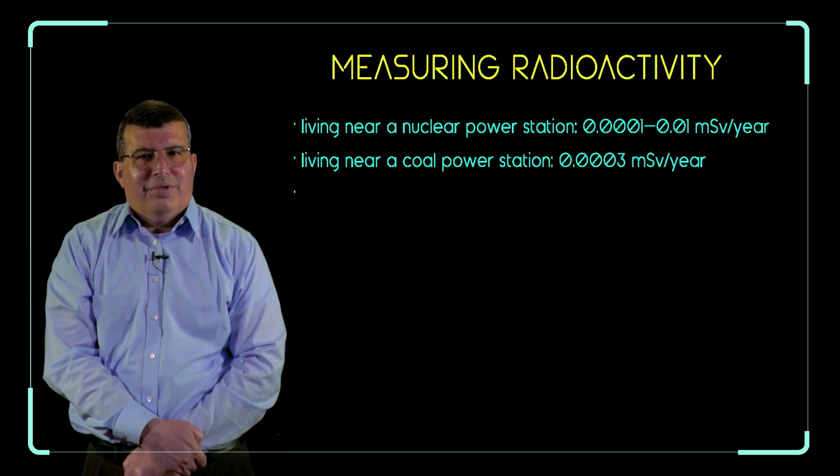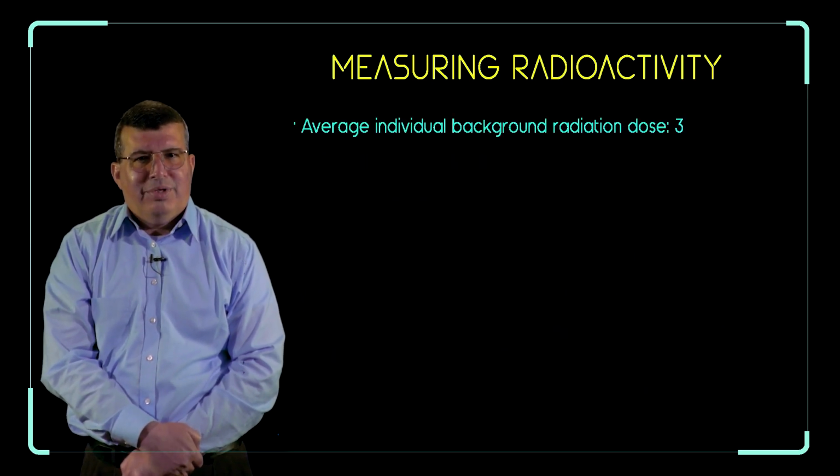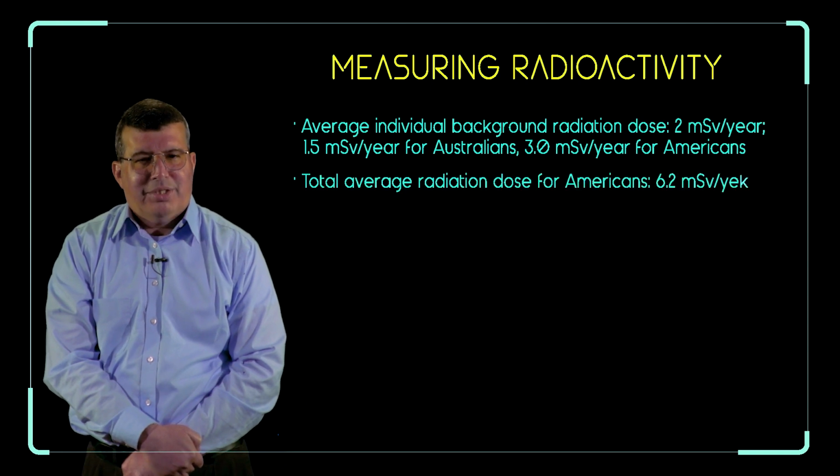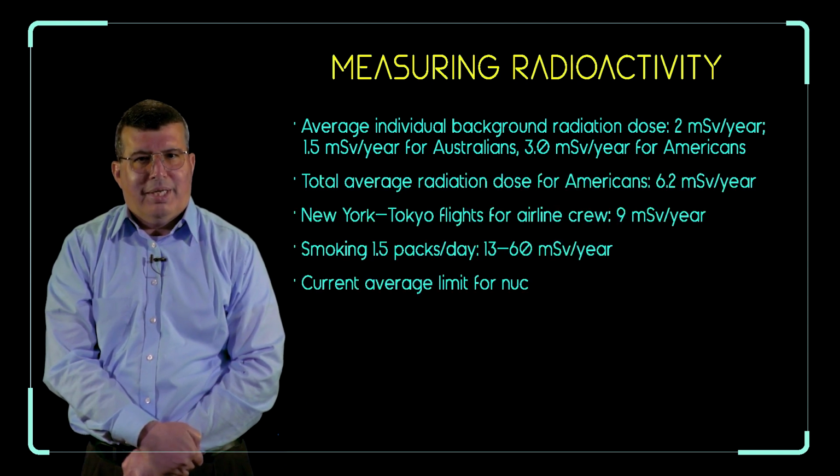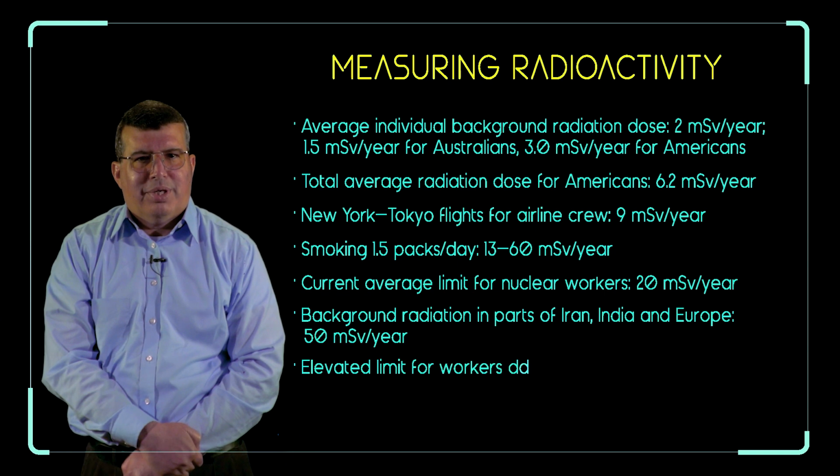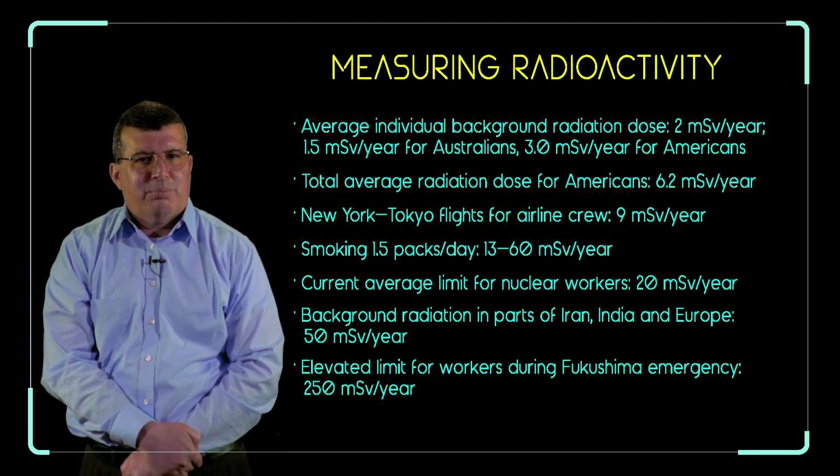So if we take all of this together, the average individual background radiation dose for an American is about 3 millisieverts per year.